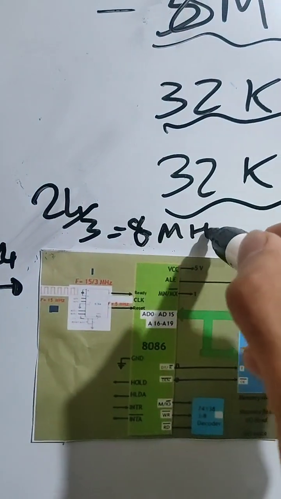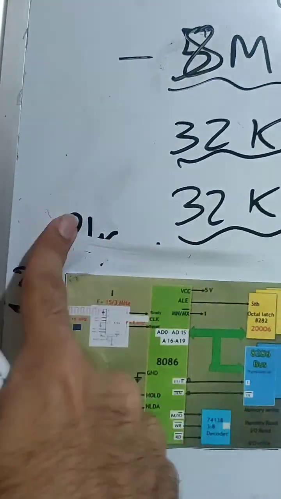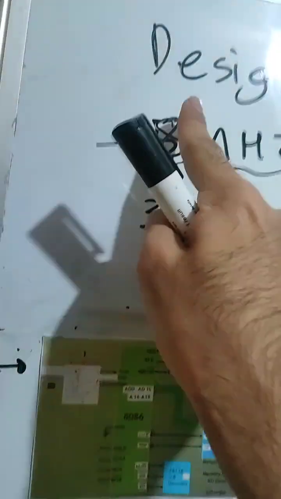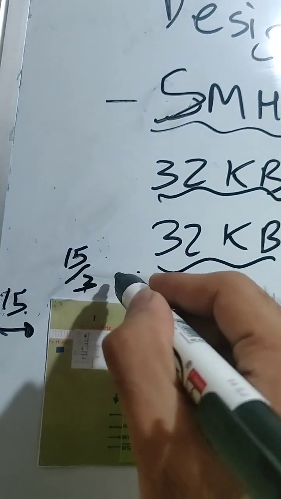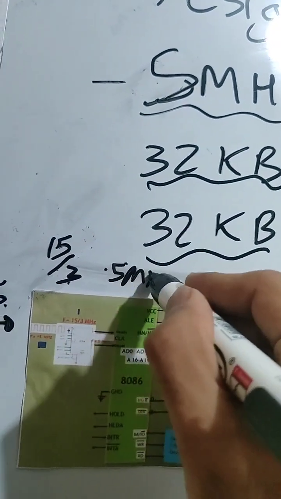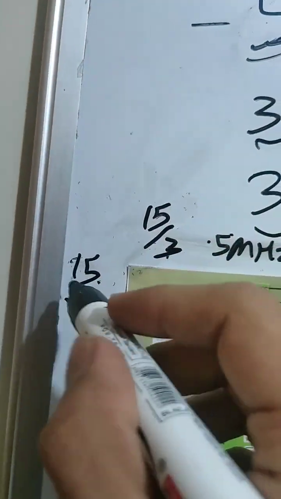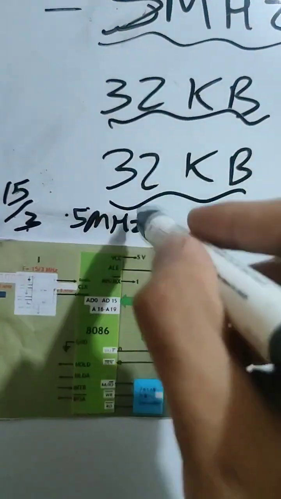But since in this case we needed only 5 megahertz, let's stick to that. So we'll put 15 in here, 15 gets divided by 3 and we get 5 megahertz. This 15 over here is also called the crystal frequency, and this is the 8086's operating frequency.